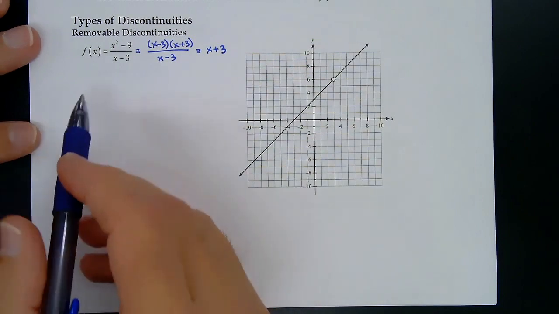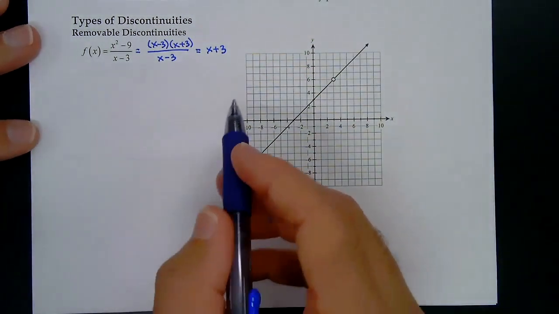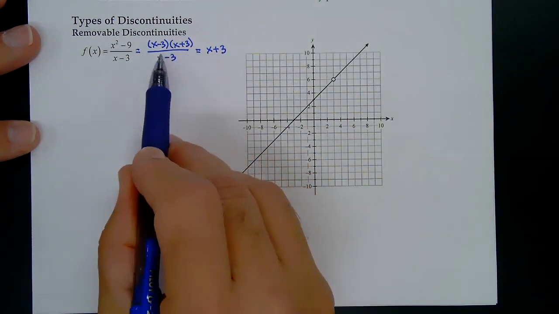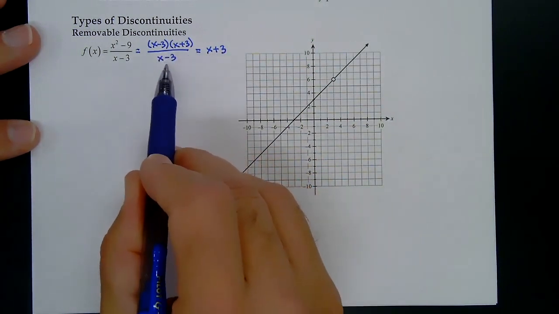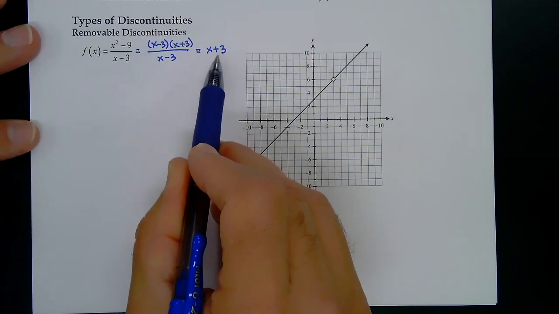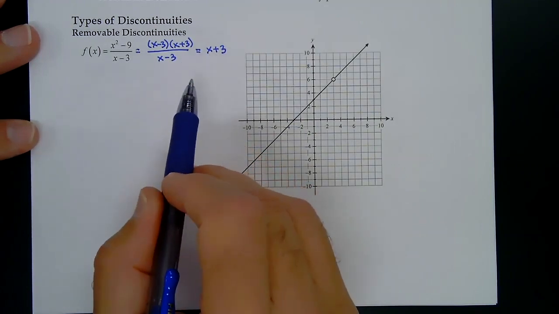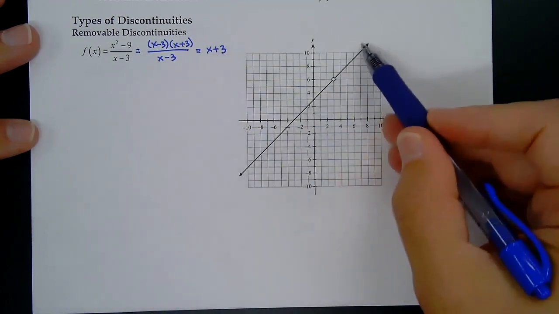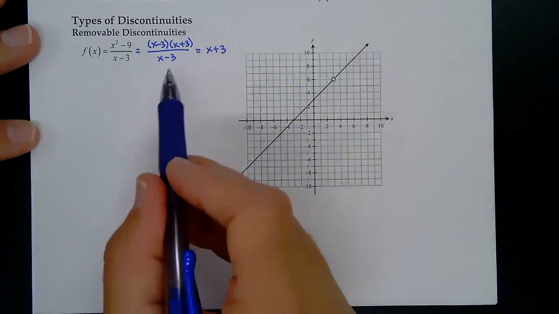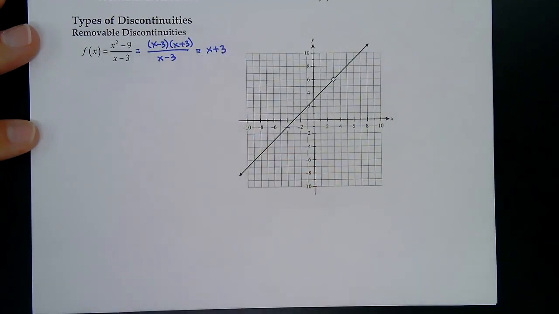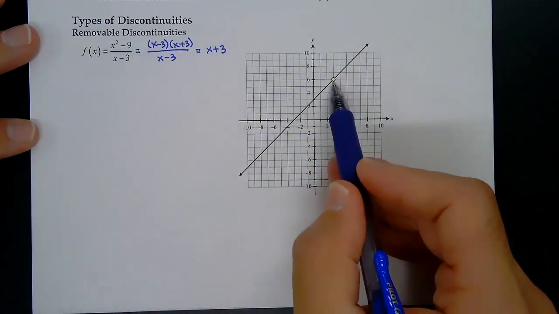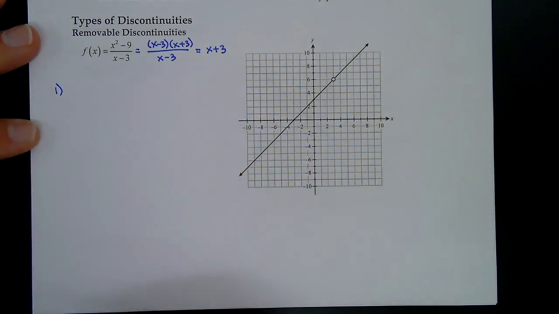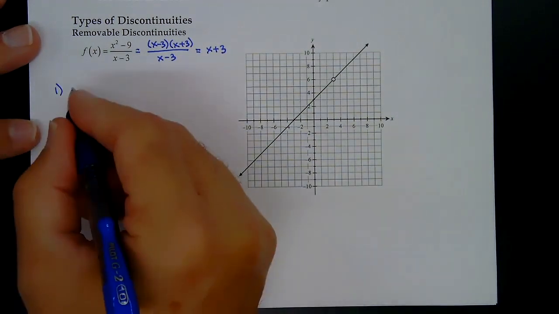All right. Now, I should say this. These are not really equal to each other because this one has a hole, but then this one doesn't. Okay. And that's kind of why this is called a removable discontinuity, because this one is this entire line. All right. And so we can replace this function with this and be gosh darn close, except for at that one point. Okay. So the very first thing is, does f of 3 exist?